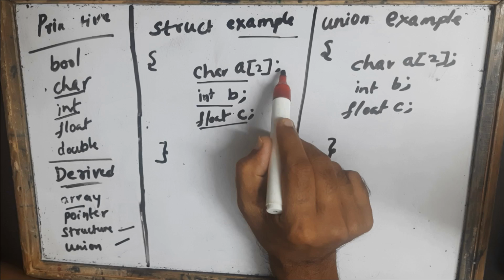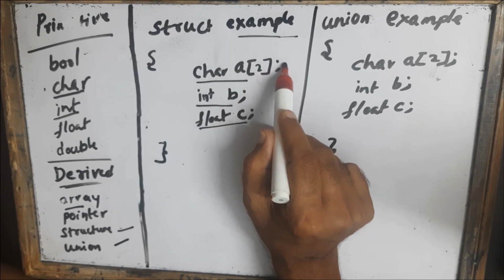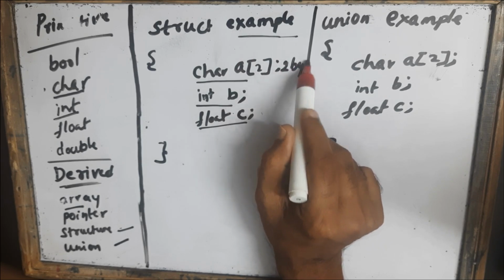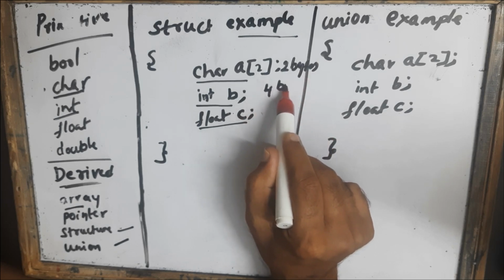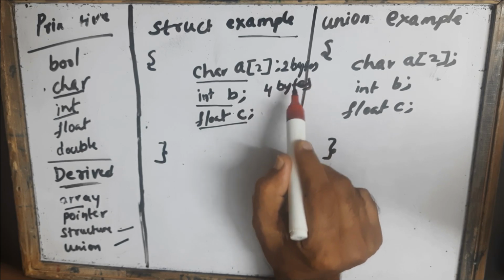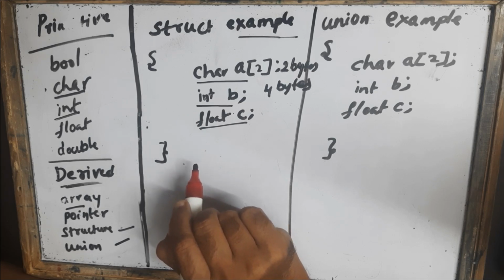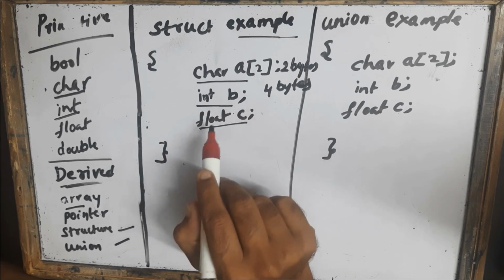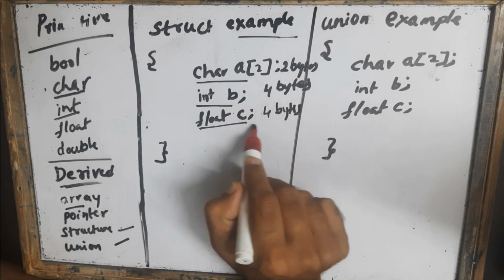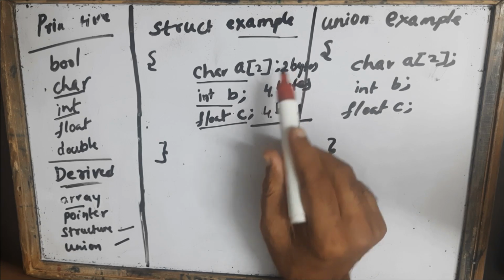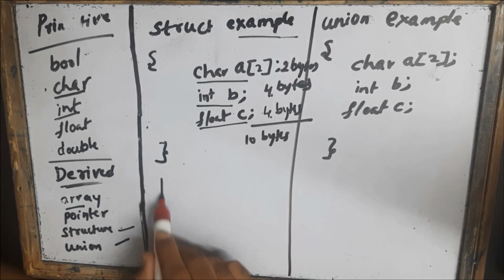This character in this struct will allocate 2 bytes. Integer will allocate 4 bytes. We are assuming the compiler we are using has a CPU width of 4 bytes. That's why integer will have 4 bytes. A float again will have 4 bytes. Total 4 plus 4 is 8, 8 plus 2 is 10. 10 bytes will be allocated in the memory.